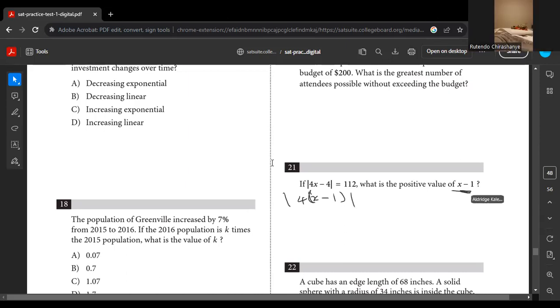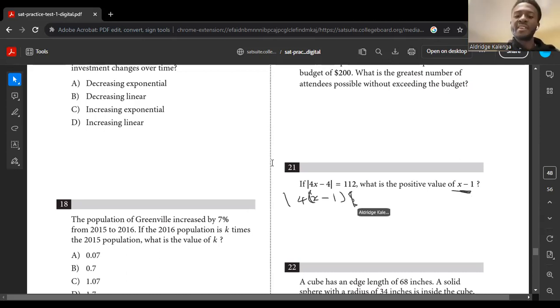You factor out 4, right? So you can take out the modulus because it doesn't really matter, like you said, because we're taking out the positive version of it. So we factor out 4, and if we factor out 4 on the left side, we factor out 4 on the right side. All right, we factor out 4.